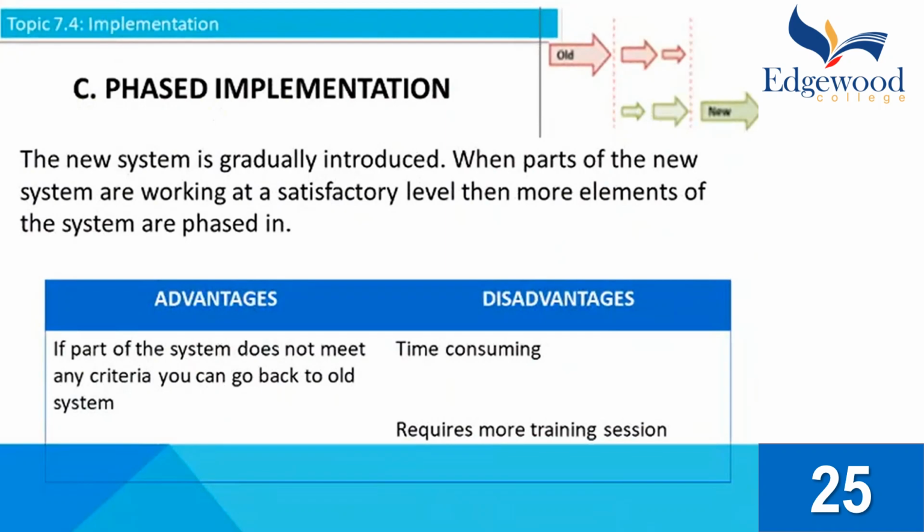And we see part of them working, and once each of them is working at a satisfactory level, they are being phased in. Okay, the advantage is that if part of the system does not meet any criteria, you can go backward to the old system. That is a good advantage. And of course, the disadvantage could be that it is time consuming and it requires more training sessions. Okay. And of course, it's time consuming because each part needs to be fully evaluated before making any further changes toward the system.